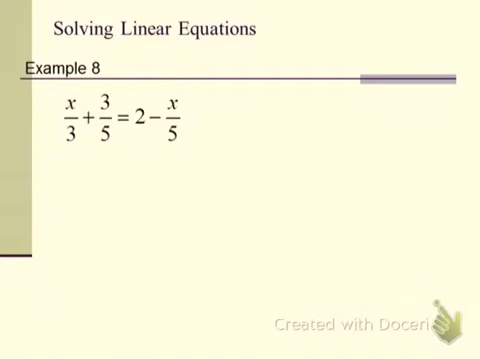Do this one on your own. What's the first step? Multiply by 15. Take a common denominator and multiply through this equation by 15. And what does that give us? 5x plus 9 equals 30 minus 3x.